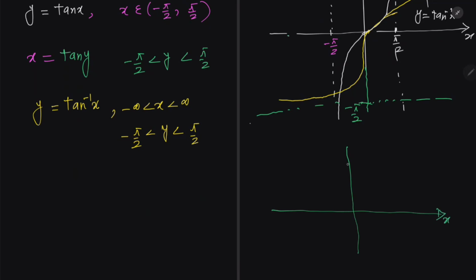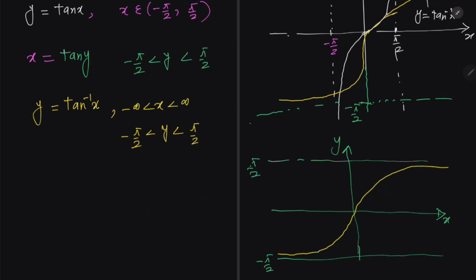So this is the x-axis, the y-axis, and we already decided that the range will be minus pi by 2 to pi by 2. The inverse function will look like this. So this is our inverse function, y is equal to tangent inverse x. So you can easily find the values for tangent inverse x.